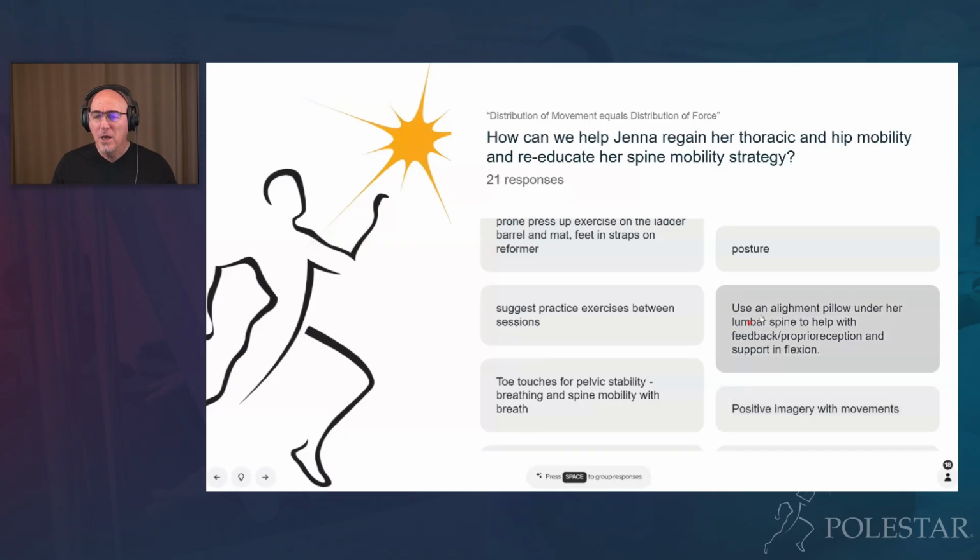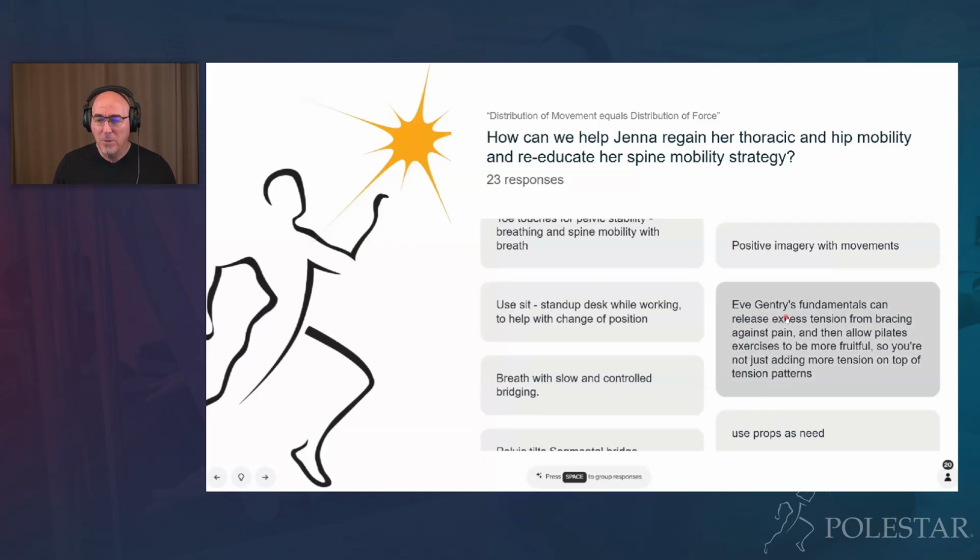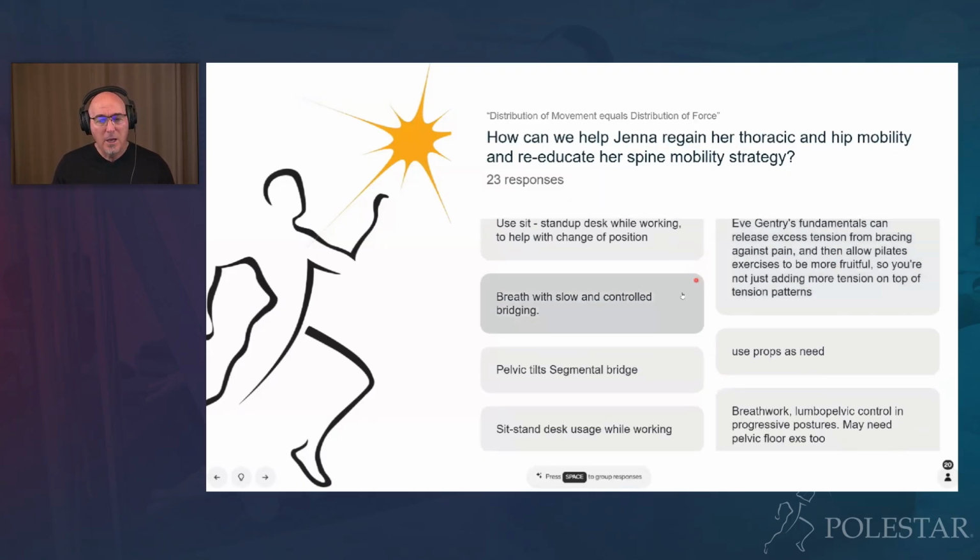Posture work, align pillow under her lumbar. Yes, it's a nice way to get her to have some awareness of that. Making sure that she has her own home exercise program. We want to know what she's feeling when she's doing it. I love that somebody mentioned Eve Gentry, right? Eve Gentry was the master of pre-Pilates work. She created her own work that was much more rehabilitative, and how to do things that created more mindfulness of our body, of neutral spine, of where our movement comes from. Pelvic tilts, yes. Segmental bridging, yes.